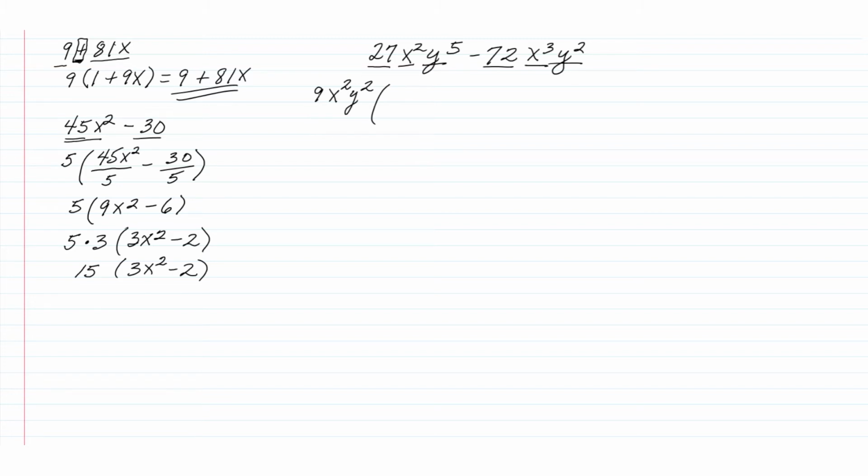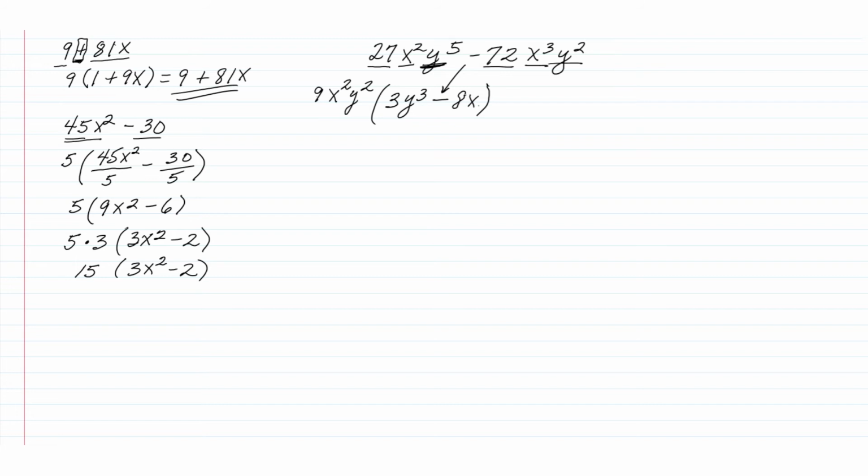So what are we left with? We're asking ourselves, what times 9 gives us 27? That's going to be 3. What times x squared gives us x squared? That's 1. We don't need to write times 1. And what do we need to multiply times our y squared to get back to our y to the 5th? That would be y to the 3rd, or y cubed. And we bring down our minus sign. Then 8 times 9 is 72, and we need an x to go with the 2 that we have out here to give us the 3. And y squared goes into y squared once. So our answer is going to be 9x squared y squared times 3y cubed minus 8x.